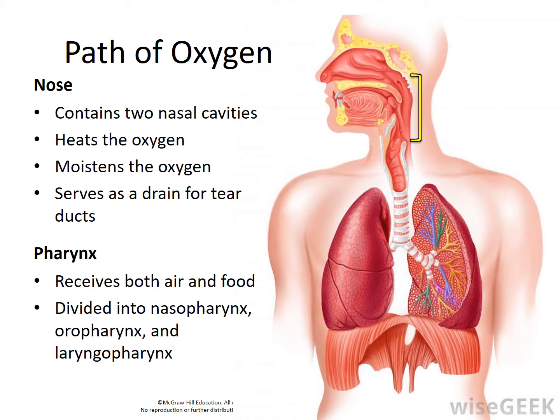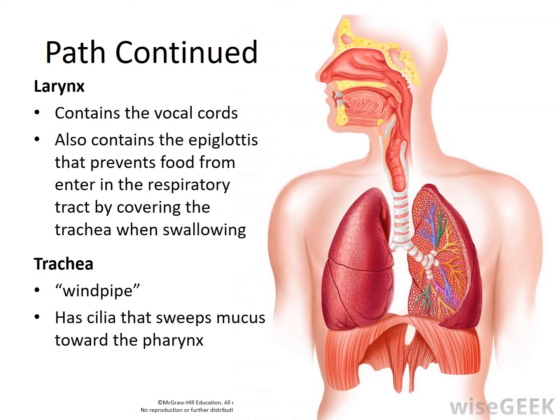And so it's divided into basically three different sections. The nasopharynx, which is posterior or behind the nose, the oropharynx, which is behind the mouth, and the laryngopharynx, which is behind the entrance to the larynx. So moving on to the larynx, it is located about right here. It contains the vocal cords, and it also contains the epiglottis that prevents food from entering into the respiratory tract.